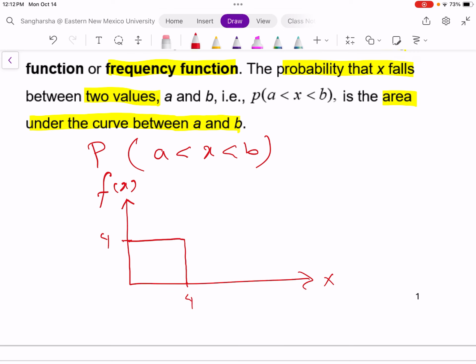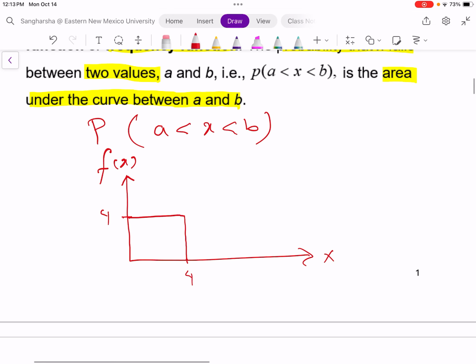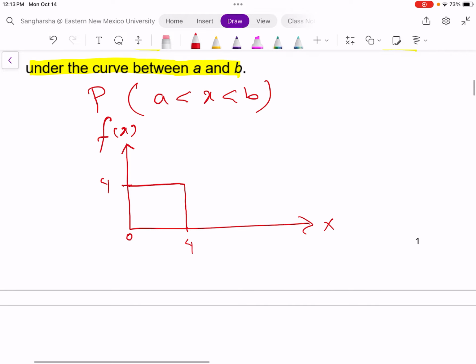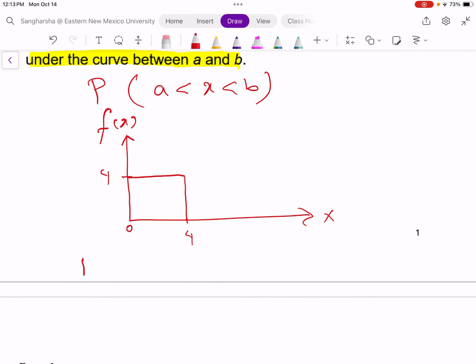Square. Yes, it's a square, right? So we have this function, and let me call this 0. Now, what does it mean by finding the probability that our x is in between 0 and 4? If you are asked to find the probability that x takes a number between 0 and 4, it means we are looking at the area under the curve in between 0 and 4. So we have 0 here, we have 4 here.